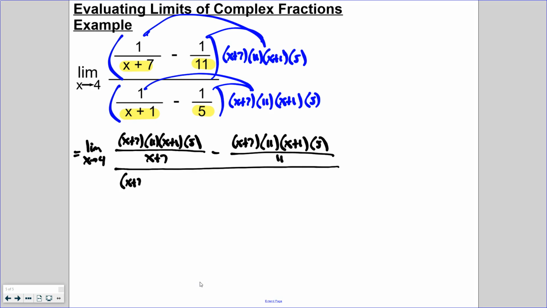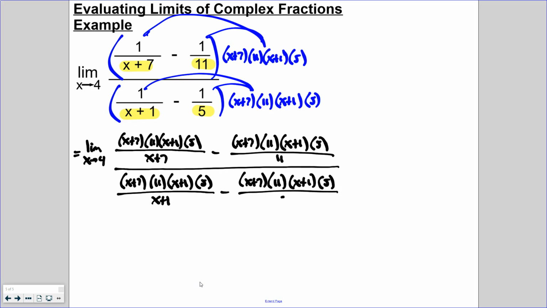(x plus 7) times 11 times (x plus 1) times 5 all over (x plus 1) minus (x plus 7). Oh my goodness, this is taking forever. All over 5.